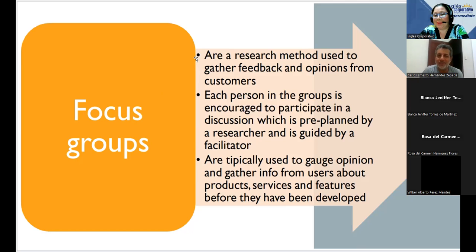Our research method used to gather feedback and opinions from customers. Each person in the groups is encouraged to participate in a discussion, which is planned by a researcher and is guided by a facilitator. Are typically used to gauge opinion and gather info from users about products, services, and features before they have been developed.